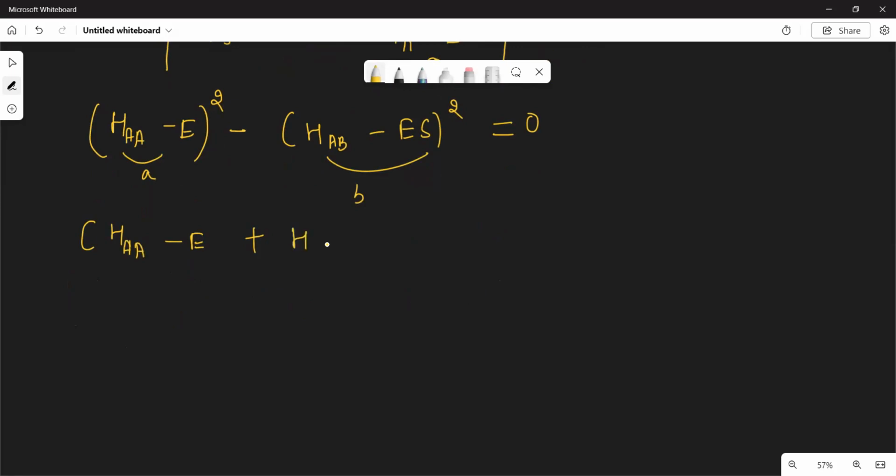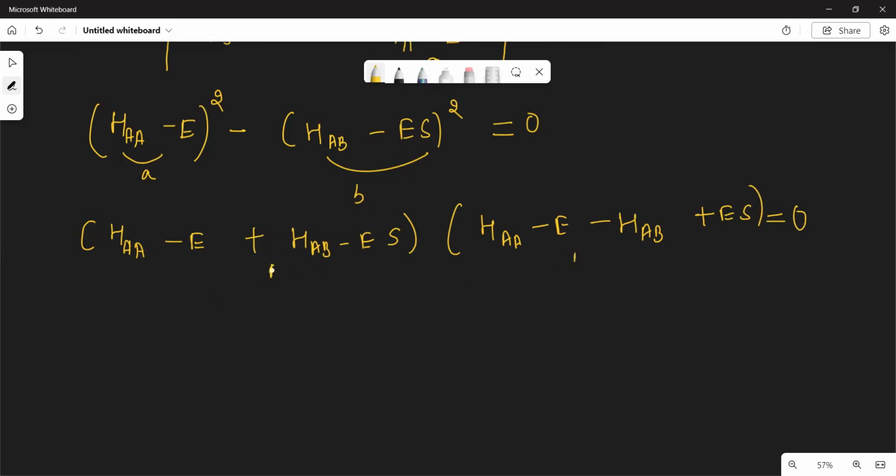Plus HAB minus ES. Okay, so this is A plus B. Now write A minus B: HAA minus E minus HAB plus ES equal to 0. Okay, now you can see the product of these two terms equals 0. Now either this will be 0 or this will be 0.